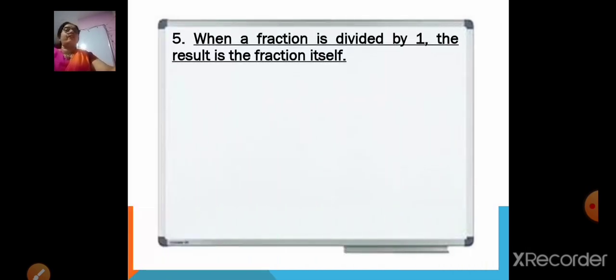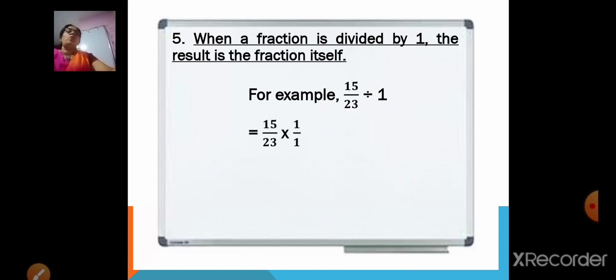Now fifth property is, when a fraction is divided by 1, the result is the fraction itself. For example, 15 upon 23 divided by 1, that means 15 upon 23 into 1 upon 1, which is 15 into 1 upon 23 into 1. So your final answer is 15 upon 23, which is the fraction itself. So you can say that when a fraction is divided by 1, the result is the fraction itself.